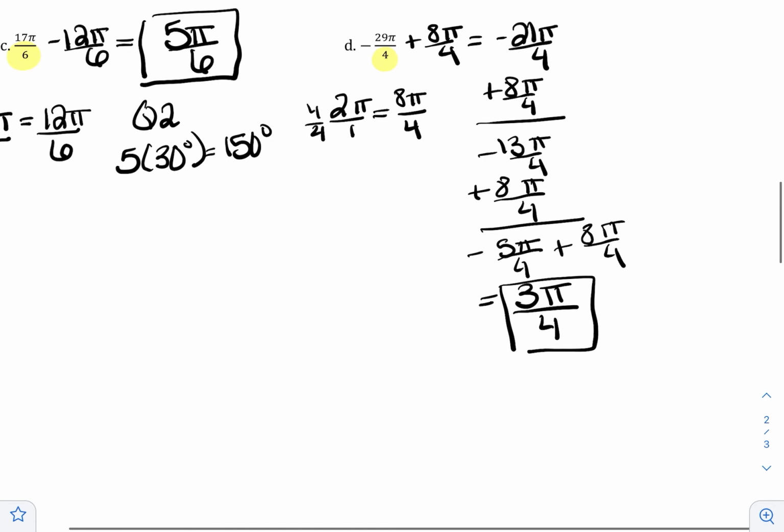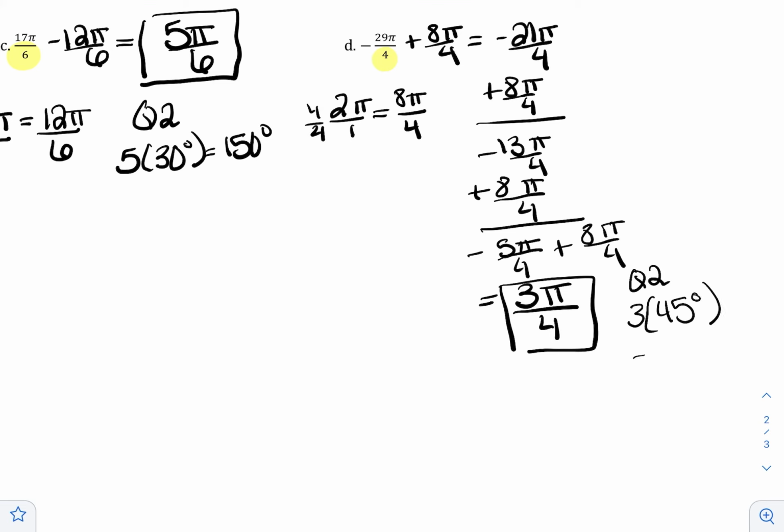Now, 3 pi over 4 is also in quadrant 2. And the reason I can do this quite quickly is because pi over 4 is 45 degrees. So this is going to be 135 degrees. The question is not asking for that, but I really wanted to relate it to what we've been doing previously. So that's why I'm trying to talk about this. And again, quadrants are so important in this class.